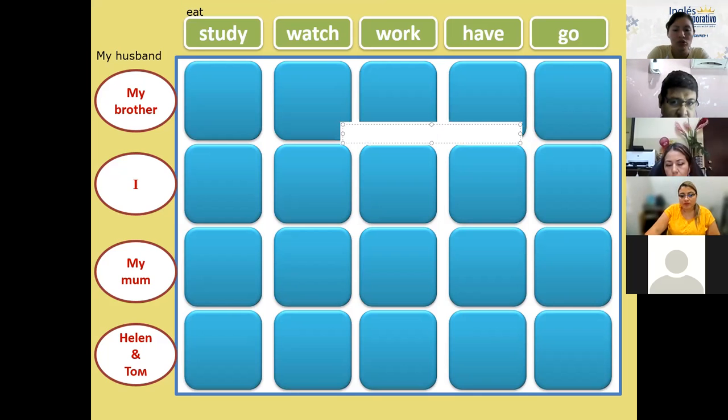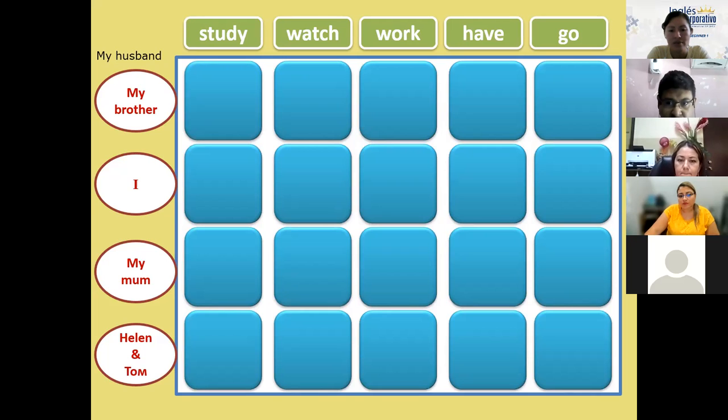My husband eats vegetarian food, because it's third person. Negative: My husband doesn't eat vegetarian food. And then the question: Does my husband eat vegetarian food?